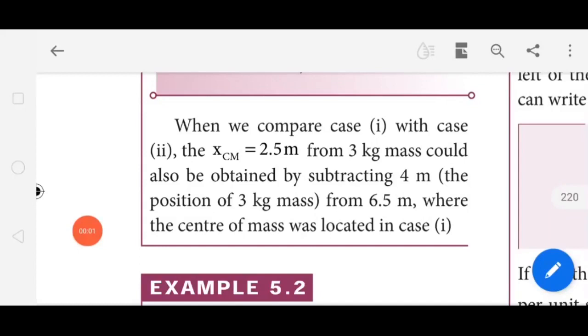Comparing case 1 with case 2, xcm 2.5 m from the 3 kg mass could also be obtained by subtracting from the 4 m. The position of the 3 kg mass is 6.5 meter, where the center of mass was located in this case.